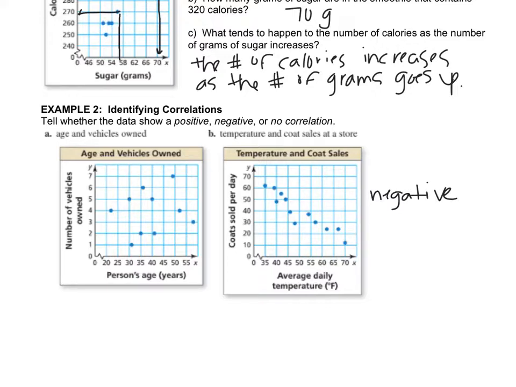Letter A is kind of all over the place. I mean, it goes up a little, then it kind of goes down. But they're very scattered. There's no clear pattern like there is in the calories one up above with the smoothies and this temperature one with coats. So this one, letter A, has no correlation or no relationship at all. A correlation is the word that we use to represent a relationship.